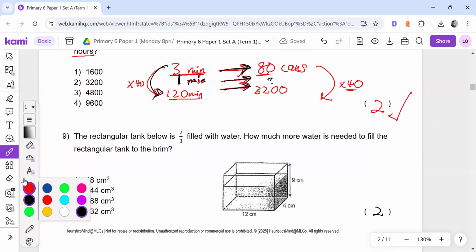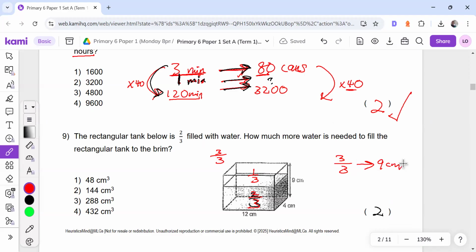Now the tank below is 2/3 full. All right, lesson here, your picture cannot be very clean. Whenever there's a picture, you need to put something on your picture. There is 2/3 water, there's 1/3 no water, 1/3 empty, and the whole container is 3/3. And shortcut. What's the shortcut? You just take 3/3, which is the height of the water. You don't need to find the volume. You don't have to take 12 times 4 times 9 and then later divide by 3. You just take 3/3, which is 9 cm. That's the height of the container. Then 1/3 will be 3 cm.